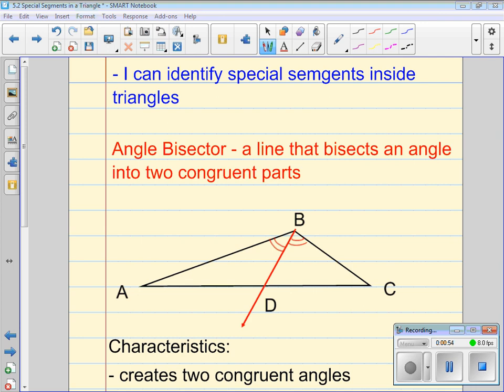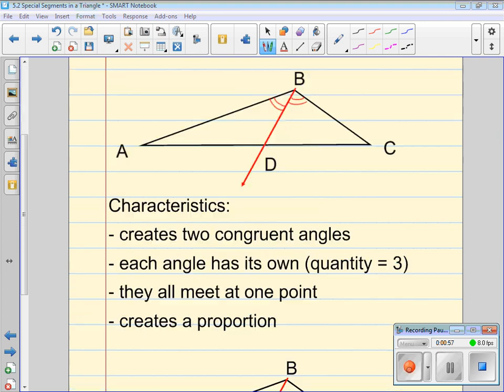Okay, so let's look at some of the characteristics of an angle bisector. All right, first up, it creates 2 congruent angles. That's what an angle bisector should do. Each angle has its own. What I mean by that is in a triangle, there are 3 angles. Each one of those angles has its own angle bisector. So there's 3 angle bisectors. They all meet at one point, and really interesting, they create a proportion that we want to be able to identify, and this proportion is a relationship. That means it's something that equals something else. Okay, so let's move on and take a look at that proportion.